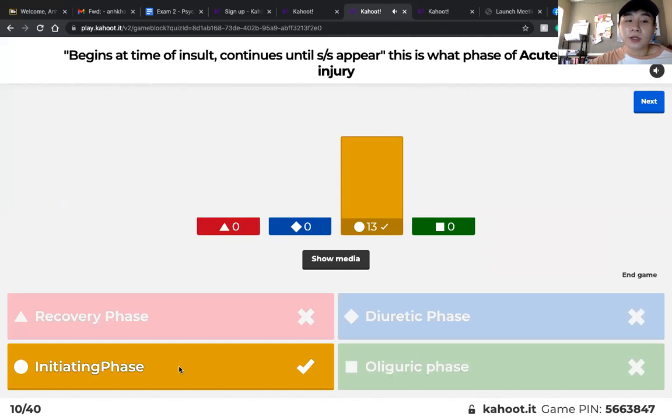Perfect. Awesome. So for this question, please remember the initiating phase will continue until the signs and symptoms appear. When the signs and symptoms appear, then it will become the oliguric phase.